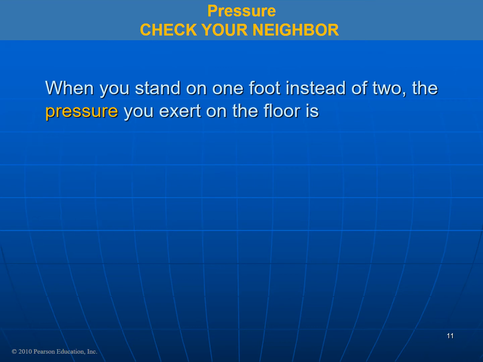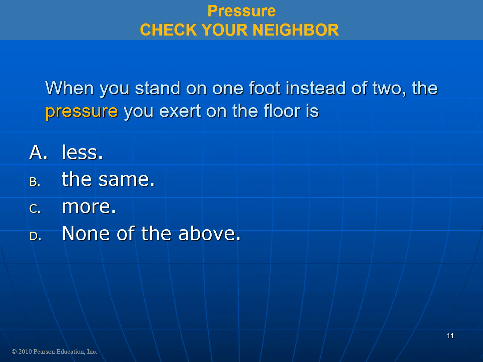Let us go to the second example. It's the same one, but this time we ask you about the pressure. How much pressure will be exerted by your body if you stand on 1 foot rather than 2 feet? Is the pressure which you exert on the floor less, the same, more, or none of the above? So what's your answer? Since we're standing on only 1 foot rather than 2, the area will be less. When the area is less, the pressure will be more. So the answer here is C.